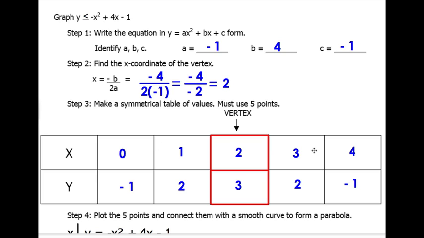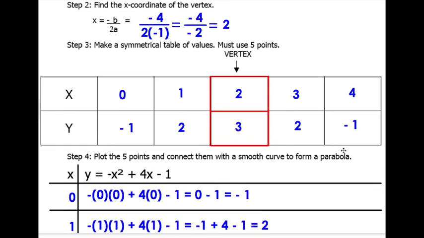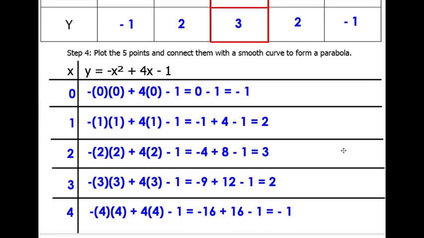Using those 5 x values, we're going to go ahead and solve for the 5 y values. When we solve, you're going to use our original problem, but change out that inequality for an equal sign. So those are your 5 y values. Go ahead and look over the work before we proceed.